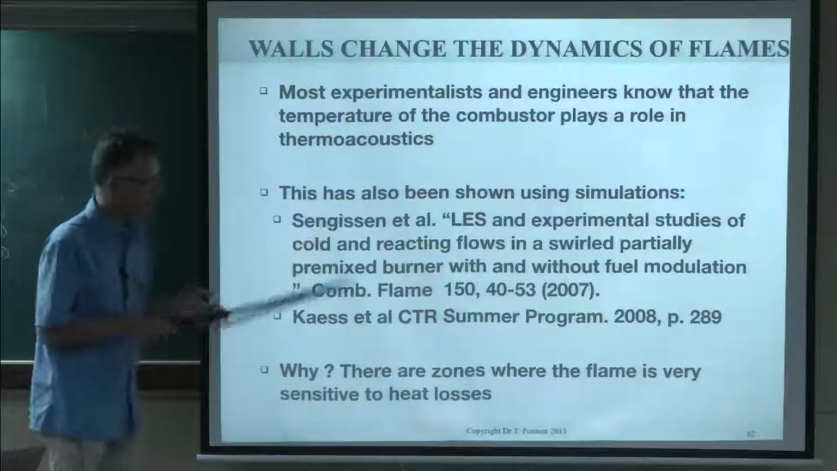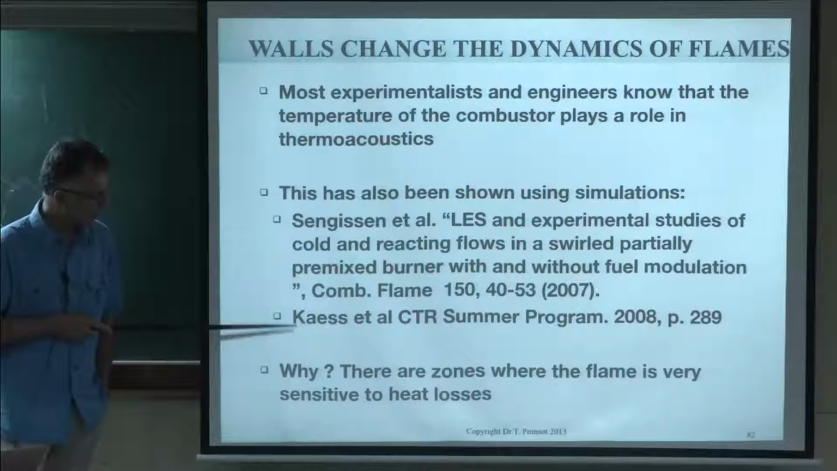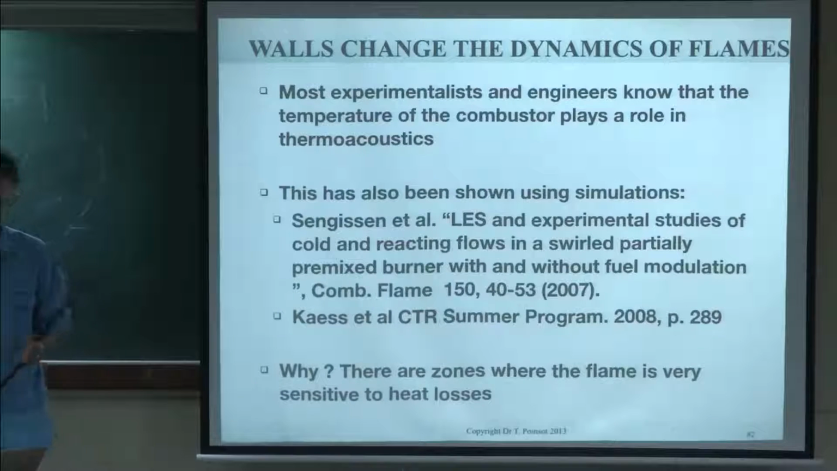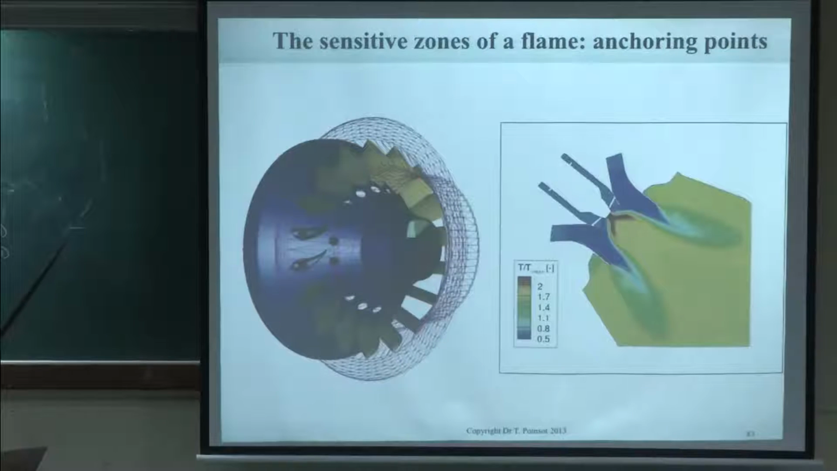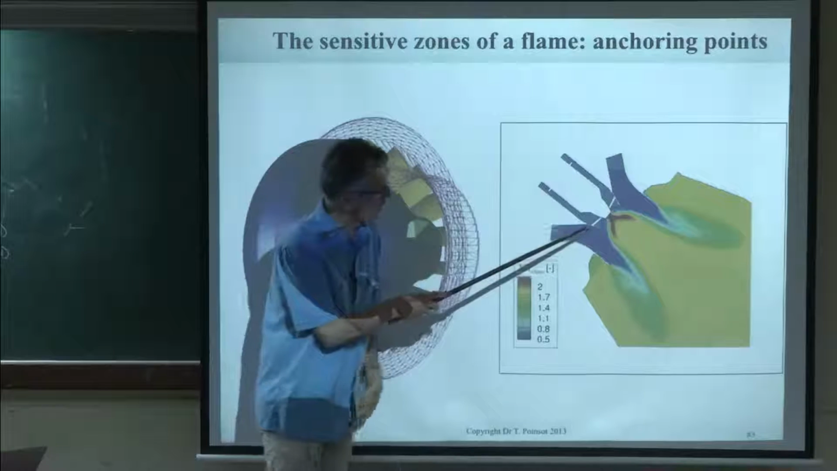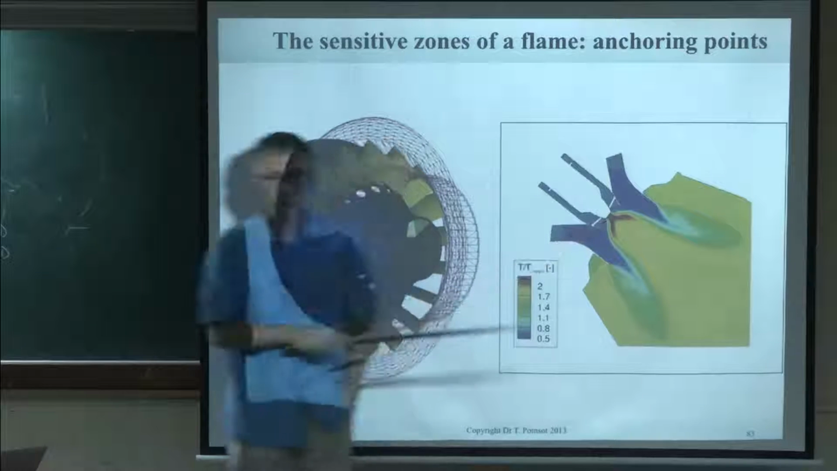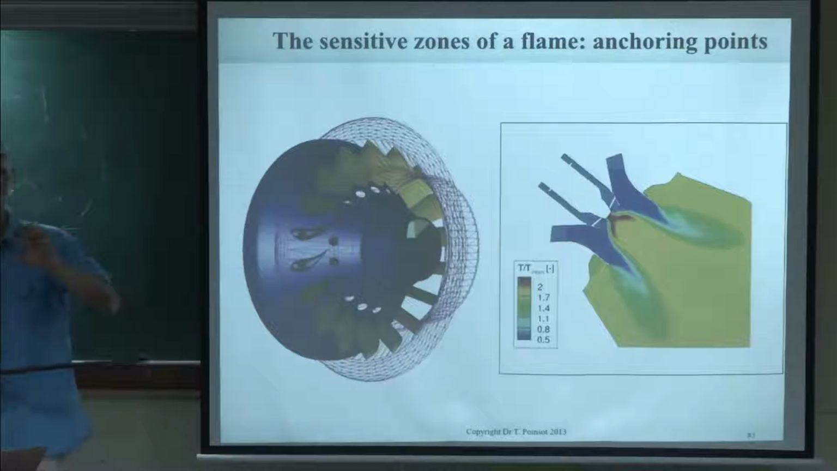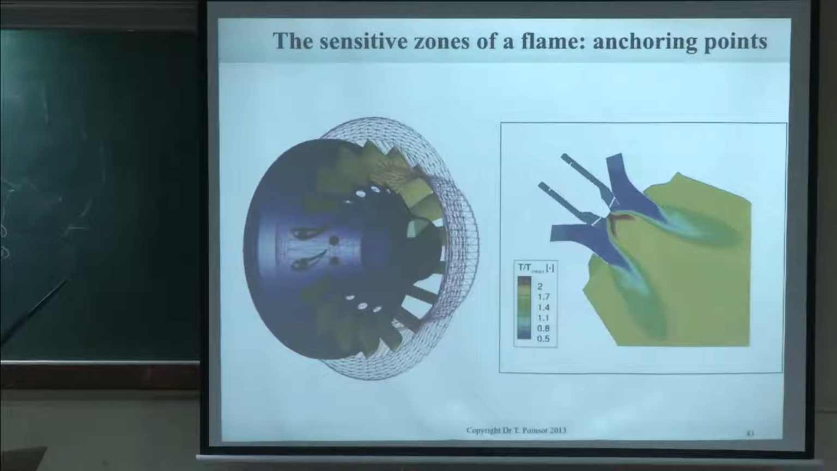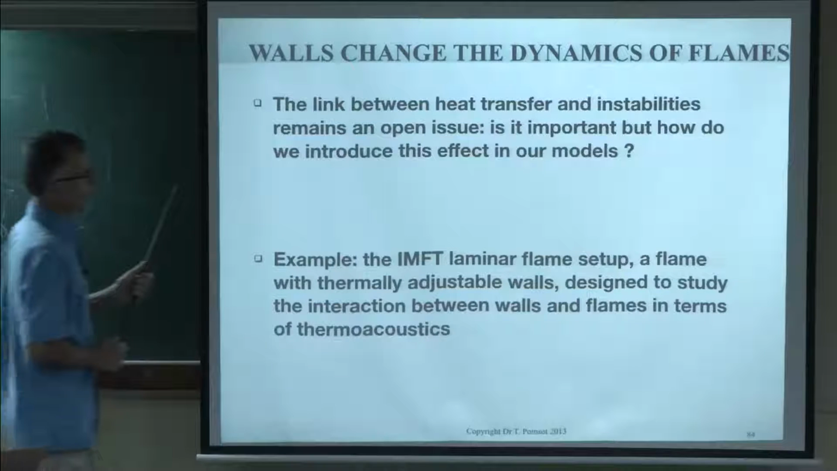So we studied that in many cases. That's what the Munich group did. We did it at Surfax. And the reason for that is that there are zones where flames are extremely sensitive to temperature. You look here at a Siemens engine. In this zone here, whether this point is hot or cold will change the flame anchoring point, so it will change the results.